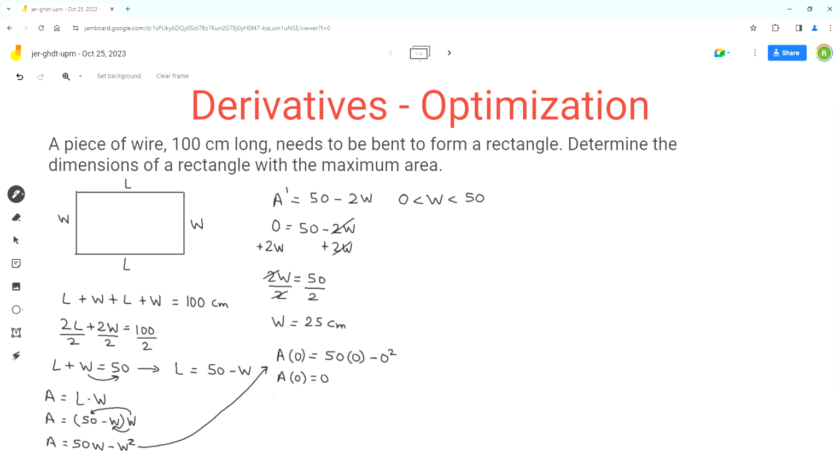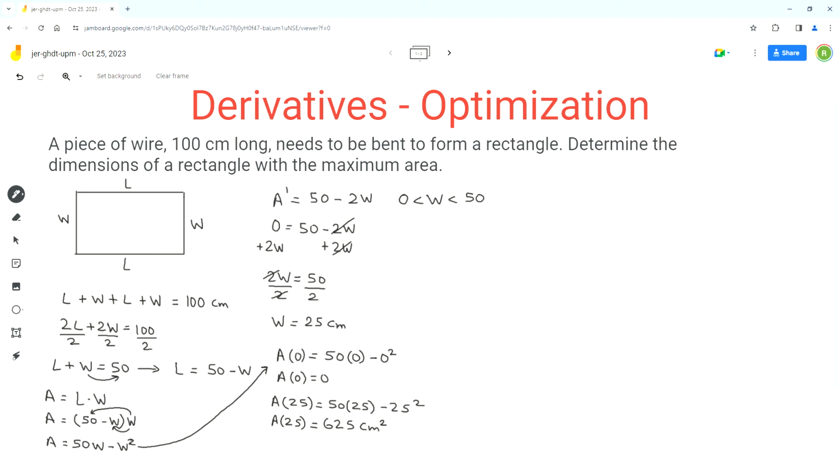Now we can find the value of area at a W value of 25. So we get 50 times 25 minus 25 square. So A at 25 equals, first we have to do 50 times 25 and minus 25 square, and I got 625, and the unit will be centimeter square, because that's the given unit of length in the problem.